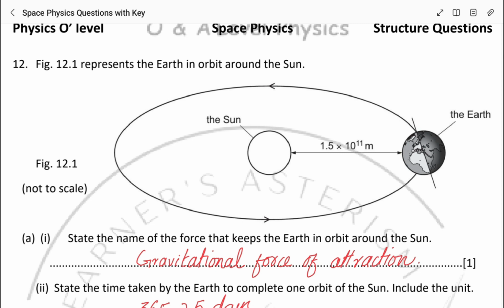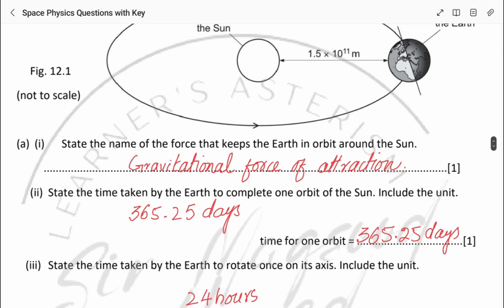Now question number 12. The statement of the question is, figure 12.1 represents the earth in orbit around the sun. The diagram is shown, which is not to scale. The distance between the sun and the earth is shown in the diagram, which is 1.5 × 10^11 meter. Part A, first state the name of the force that keeps the earth in orbit around the sun. The answer for A first part is the gravitational force of attraction.